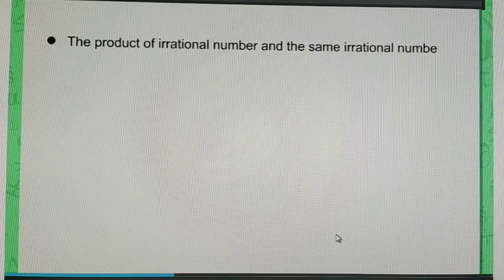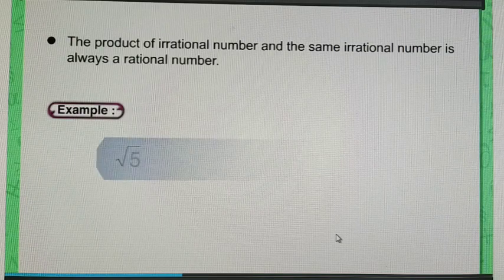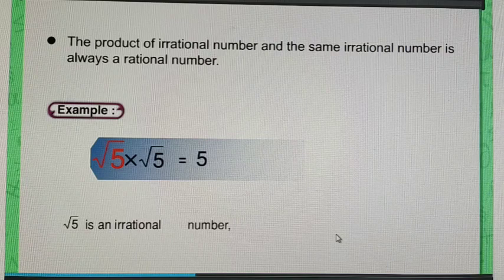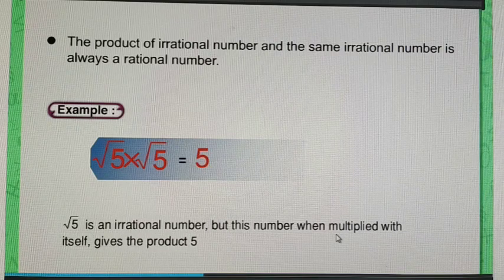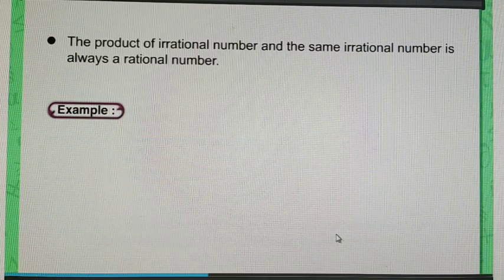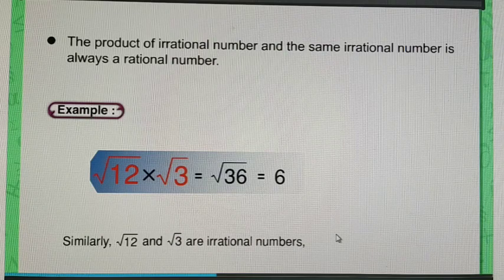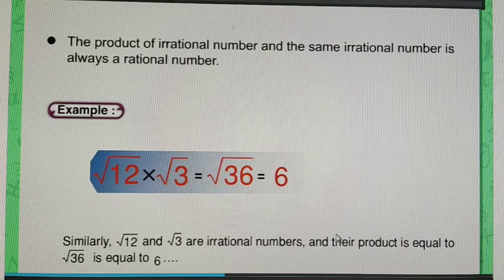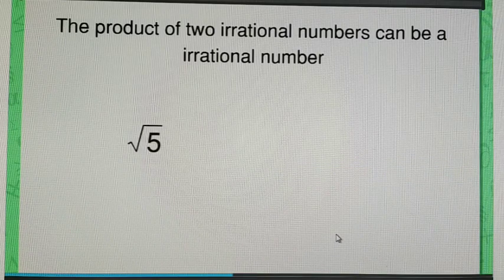Fourth, the product of an irrational number and the same irrational number is always a rational number. For example, root 5 into root 5 is equal to 5. Root 5 is an irrational number, but when multiplied with itself it gives the product 5, which is a rational number. Root 12 into root 3 is equal to root 36, which is equal to 6. Here you can see root 12 and root 3 are irrational numbers, but their product is coming out rational.